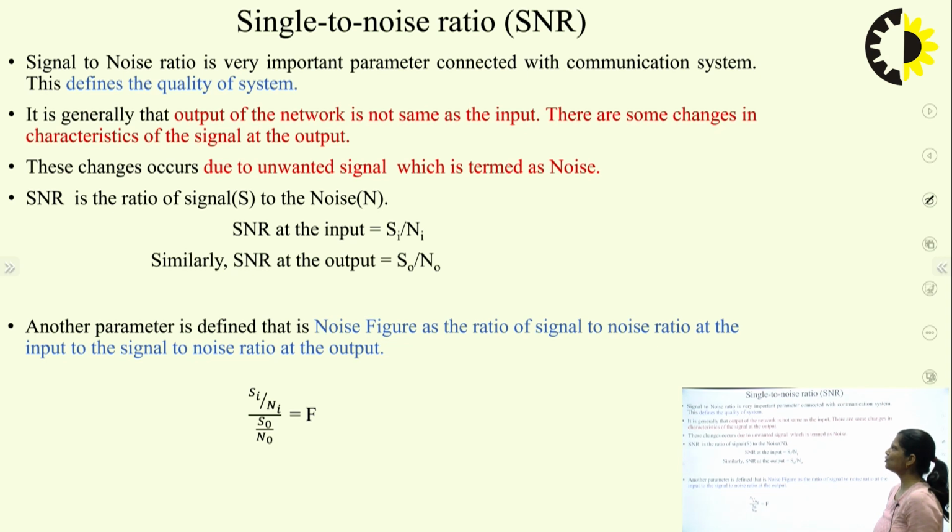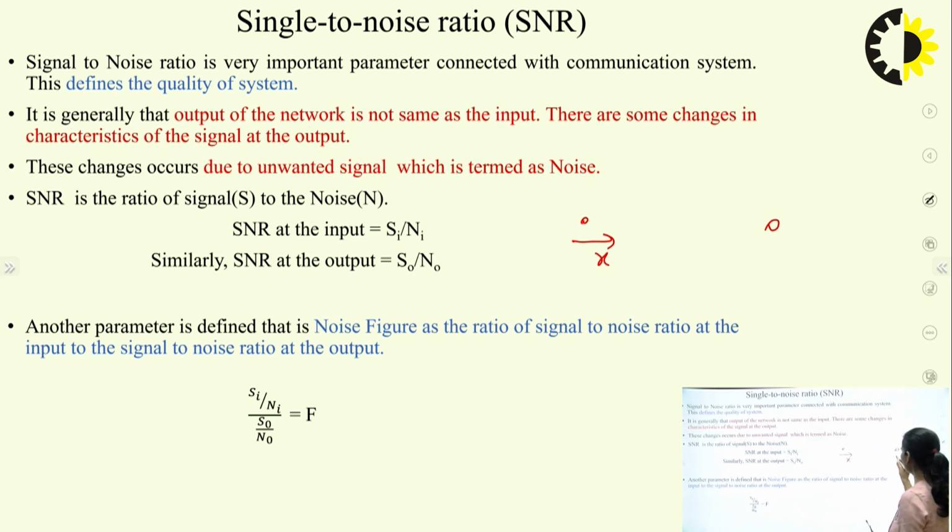Now next is signal to noise ratio. If there is an antenna temperature in the field, noise is also there, because antenna temperature depends on the signal to noise ratio. So first we will discuss signal to noise ratio. It defines the quality of a signal. Generally the output of the network is not the same as the input, meaning there are some changes in the characteristics of the signal at the output side. Let this be your transmitting signal and this your receiving signal. If you are sending some signal, let this be X.